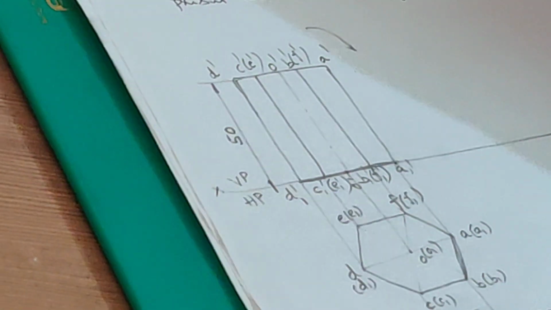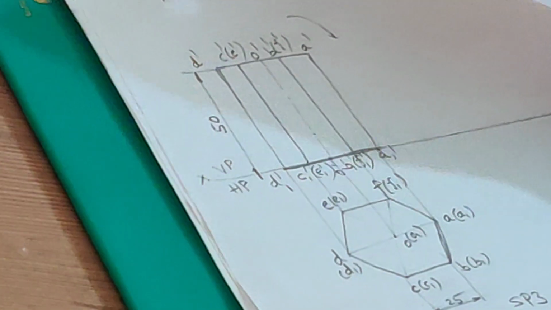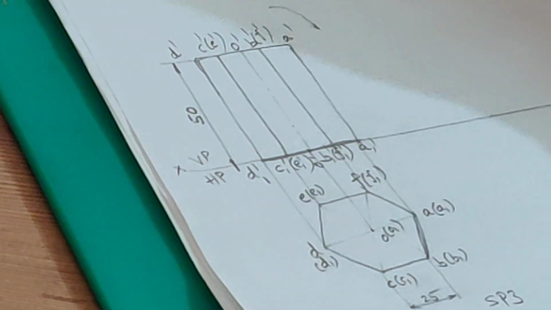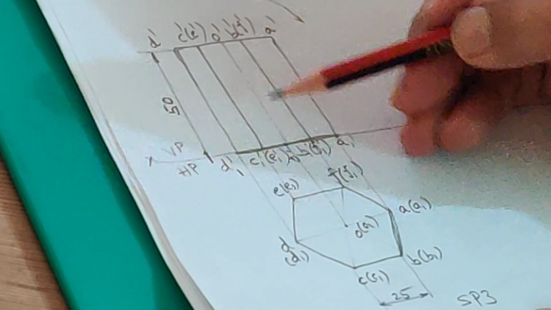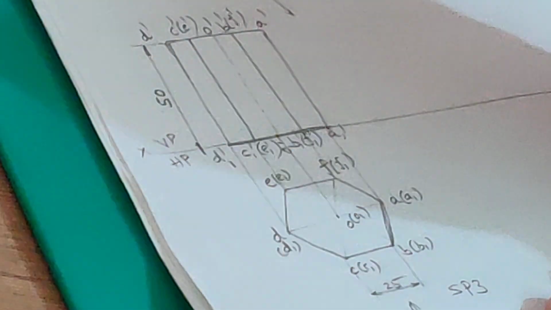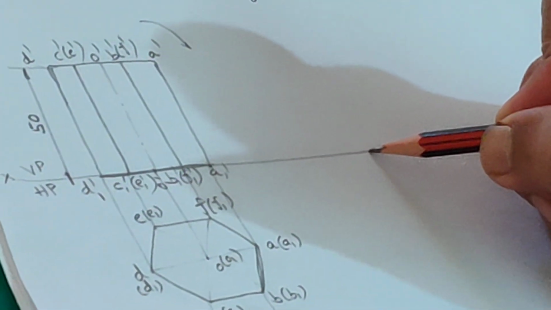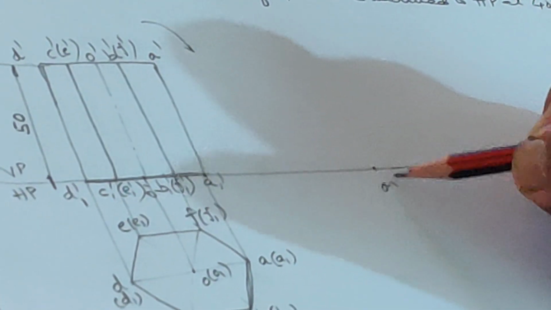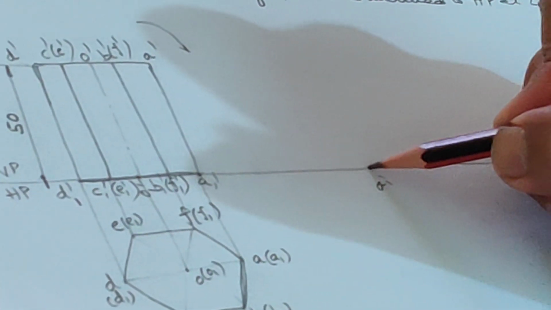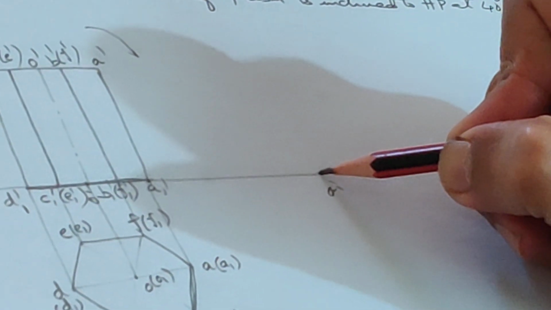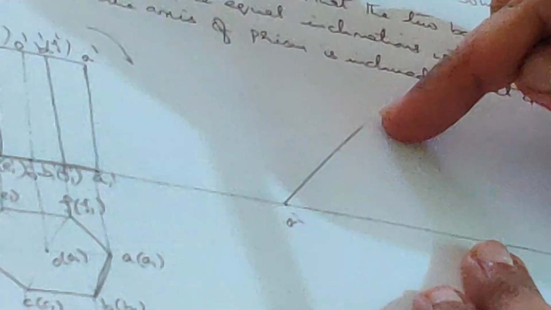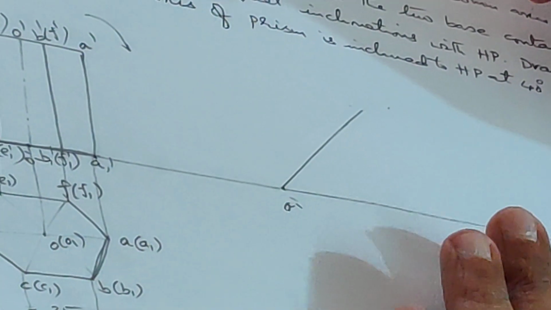So I will start by drawing this edge first at 40 degrees to the XY line, so that the axis also will automatically come inclined at 40 degrees. I am drawing a line inclined at 40 degrees here. I will start with A1 dash, draw the line inclined at 40 degrees. This length should be equal to 50 mm.